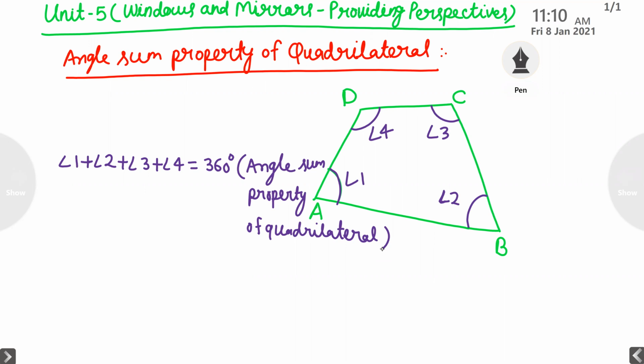Why are we learning this property, students? Suppose one quadrilateral is given and 3 angles we know, and the 4th angle, how to find? By using the angle sum property of quadrilateral.